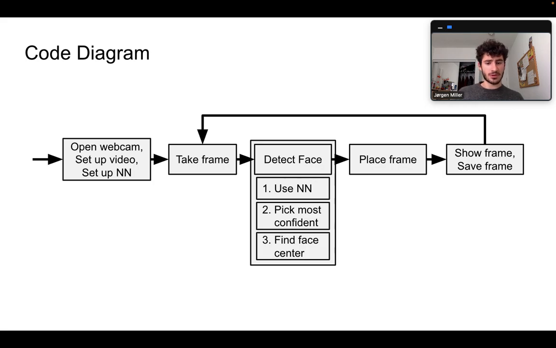Here's a code diagram for the overall filter. At the beginning, I will open the webcam, set up the video, set up the neural network, and then in a loop, I will take a frame, and then with that frame, detect faces in it. This is done using the neural network, and I will then pick the most confident guess at what's a face, and then find the center of that face. I will then place the frame according to that face center and show the frame and save it to a file.